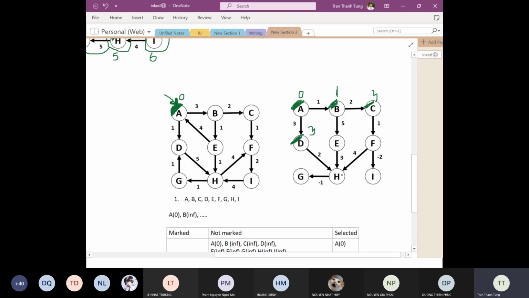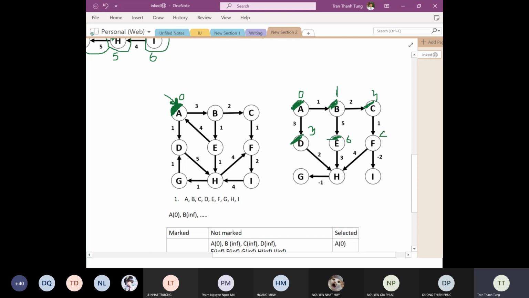So can we take H now? No, because their predecessors E and F have not been considered yet. So here we have E, going from B. We take this and consider the min. The min will be 1 plus 5, so we have 6 here. And now we have C going to F, so we have 3 plus 1, we have 4.